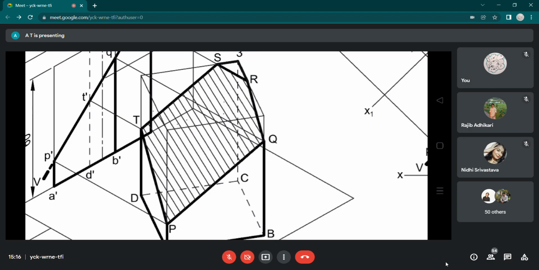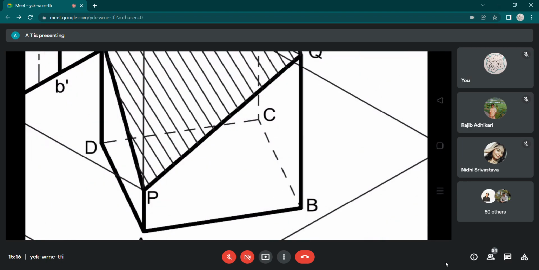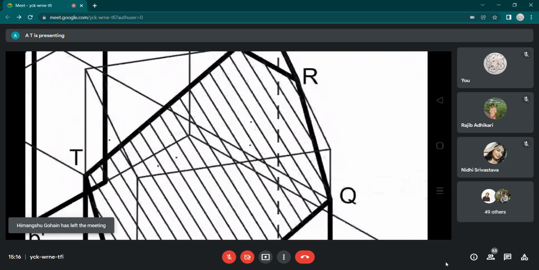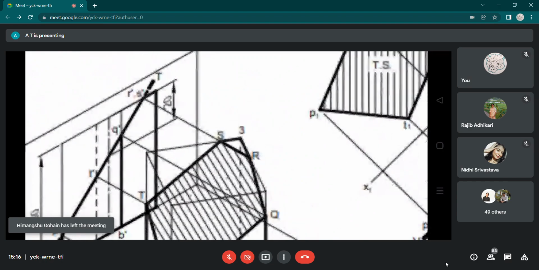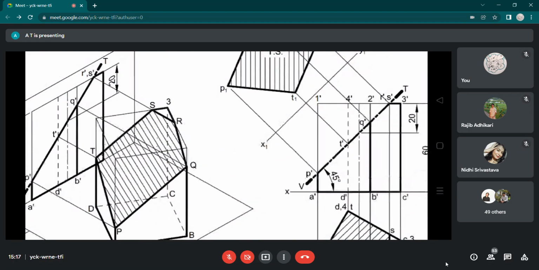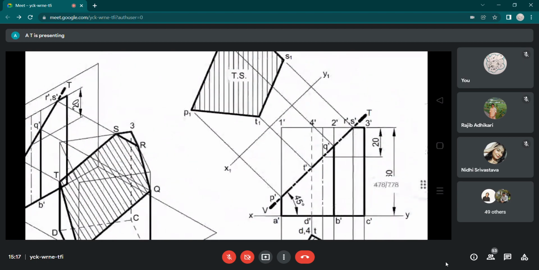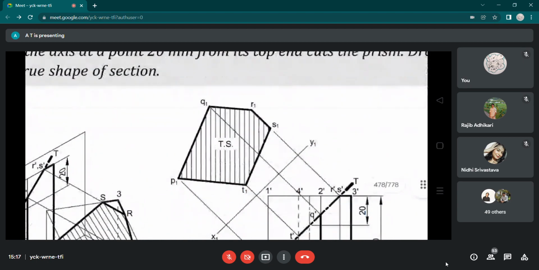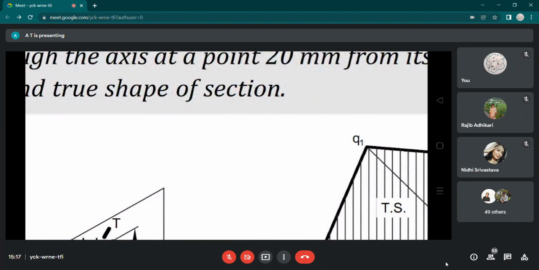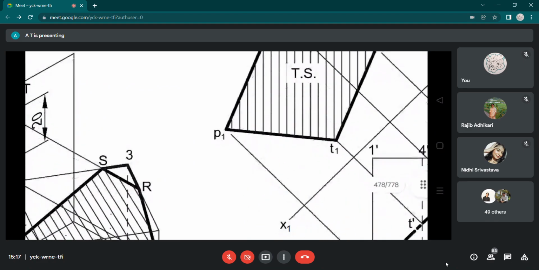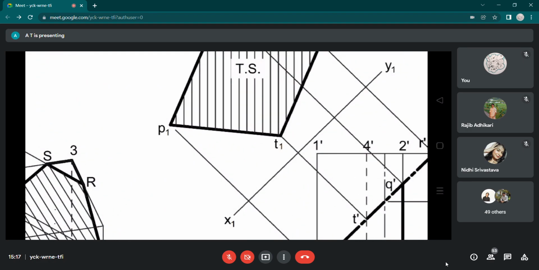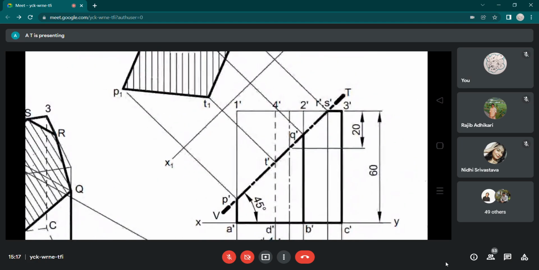So how to get the actual shape of this section P, Q, R, S and T? You will get it not in the front view, not in the side view, but in the auxiliary inclined plane. That is the challenge here. Therefore you have to move to this auxiliary inclined plane after completing the front view and top view.